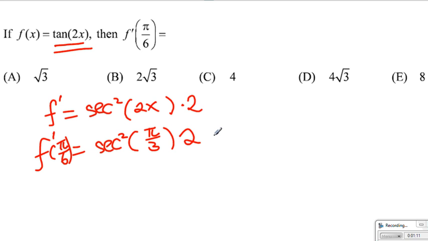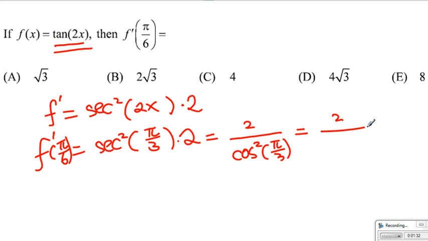Multiply that by 2. Now, in this case, what is secant? Those of you who like to look at this from cosine or sine perspective, this in fact will be equal to 2 over cosine square of pi over 3. Now then, what is cosine of pi over 3? In fact, that's equal to 1/2. So this will be equal to 2 over 1/2 squared, which will, in fact, get us the answer 8.